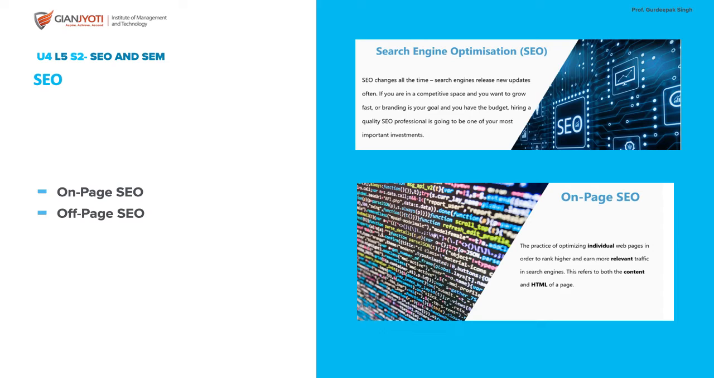So what is optimization? You try to bring your website in the top ranks of the SERP, the search engine results page. So you want to bring the ranking towards the top. That is what we are talking about. So one is you optimize your on page SEO. These are the individual web pages so that you can rank them higher and earn more relevant traffic in search engines. And this is basically referring to both the content and the HTML of your page.